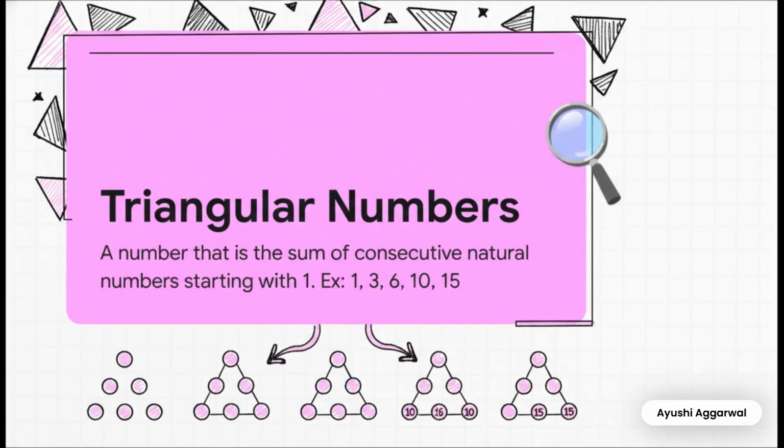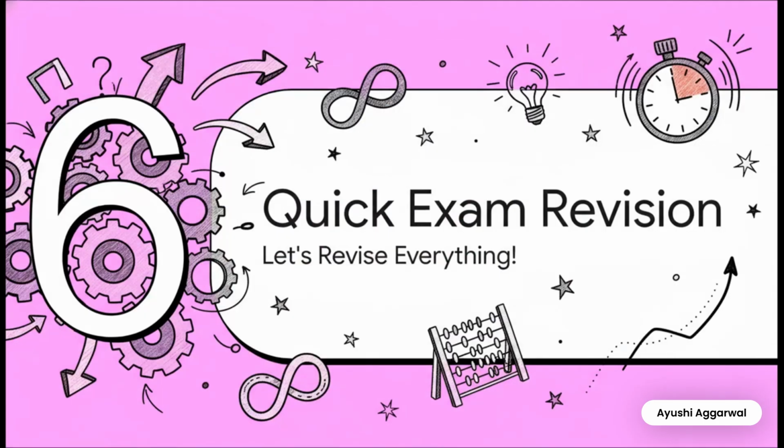Next up, let's talk about triangular numbers. These are pretty cool. You get them by adding consecutive natural numbers starting from 1. So the first one is just 1. The next one is 1 plus 2, which is 3. Then you do 1 plus 2 plus 3. That gives you 6. Then 1 plus 2 plus 3 plus 4 is 10. You get the pattern, right? It just keeps going like that. They're called triangular because if you drew them out as dots, they'd actually form little triangles. Pretty neat, huh?